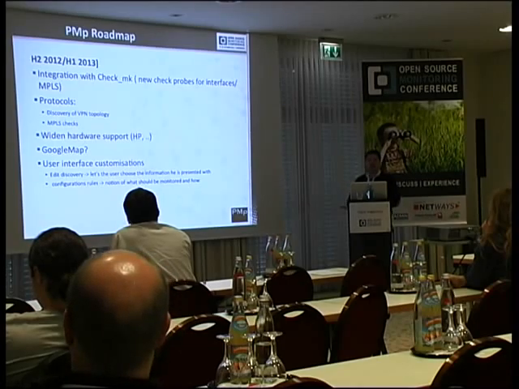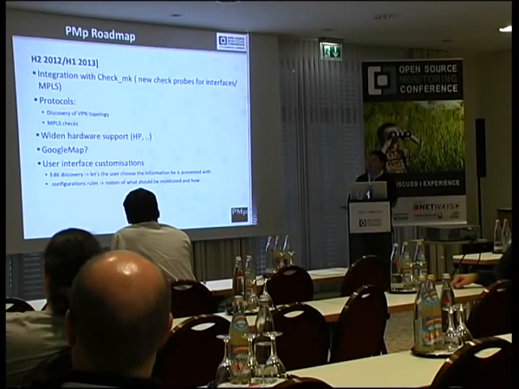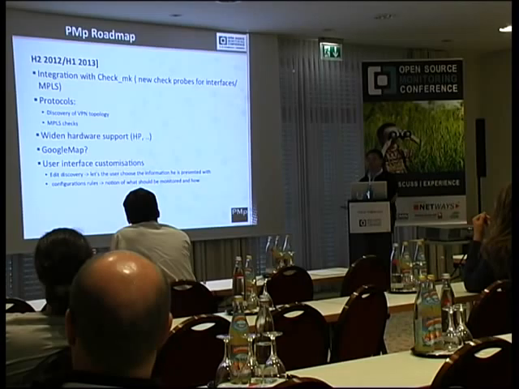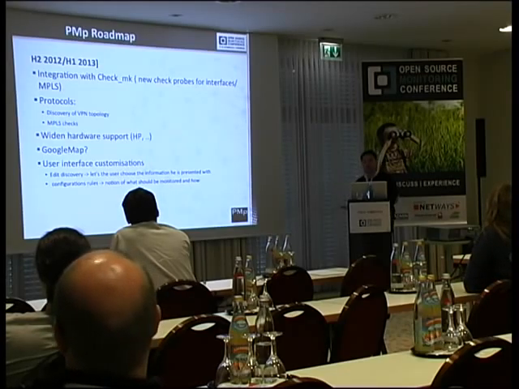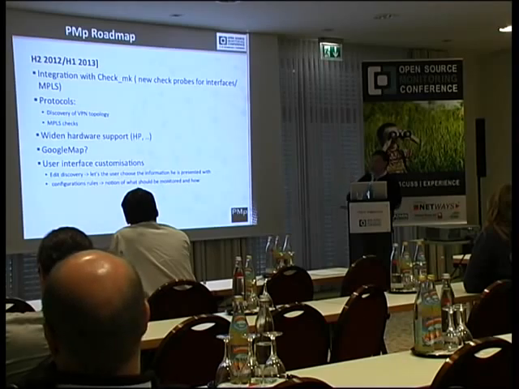What else? MPLS check. To be fair, the code is there, but it's not enabled. Wider support for HP was the thing I wanted to add, and it's now in the code. Google Map: I've done a lot of things. I've tried it. It's a proof of concept. It works. But I really wanted to add this as well.